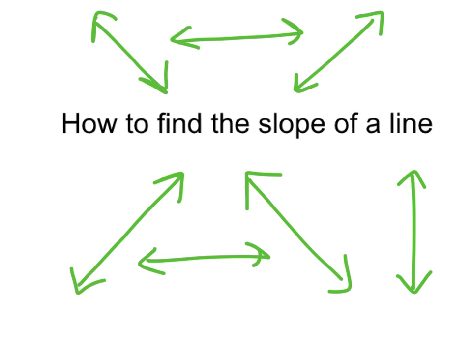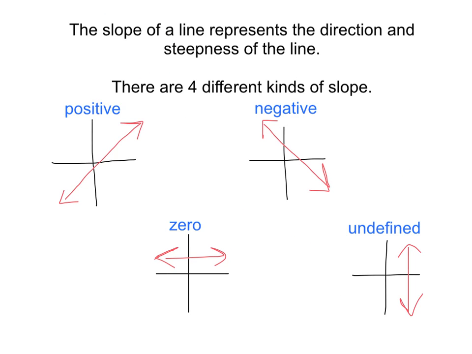Hey everybody! This video is going to explain how to find the slope of a line. The slope of a line represents the direction and the steepness of a line. And there are 4 different kinds of slope that you need to know about.